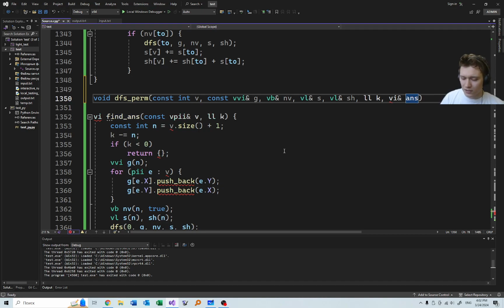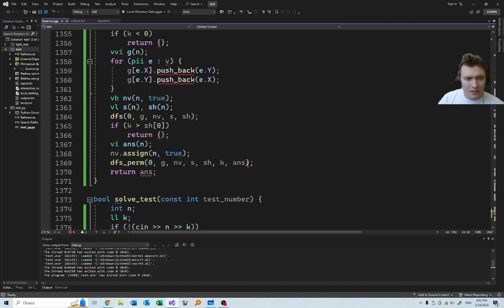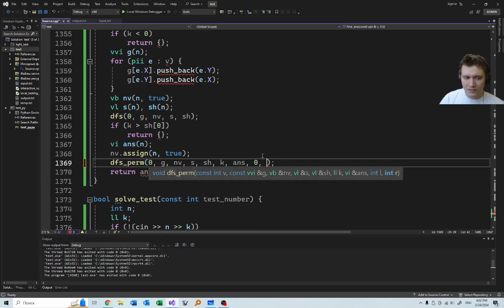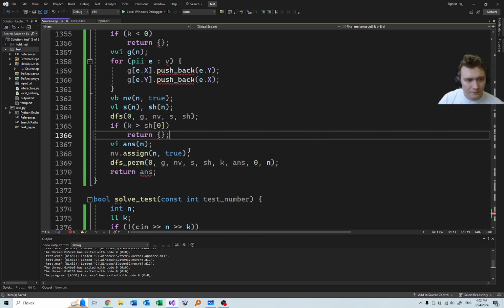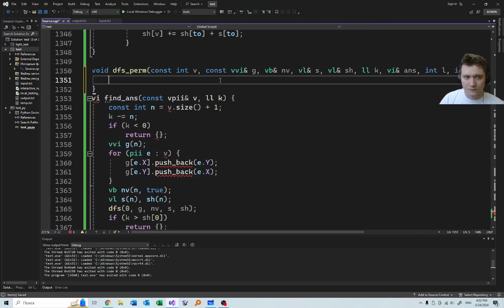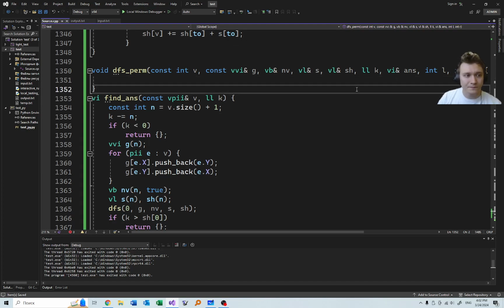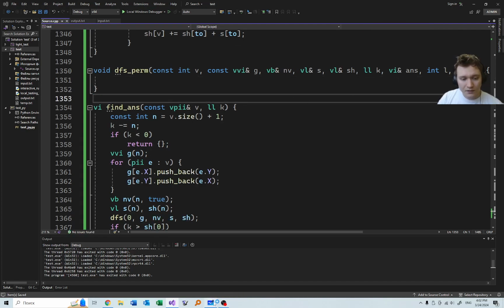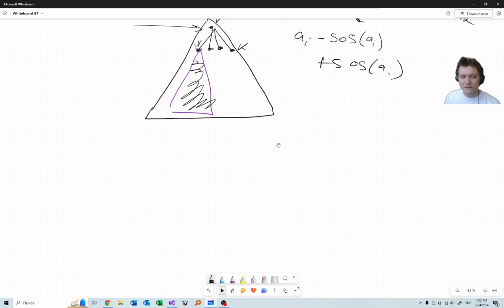And also L and R, which are 0 and n. It's quite huge, but we have to do it. So what do we do inside our DFS?